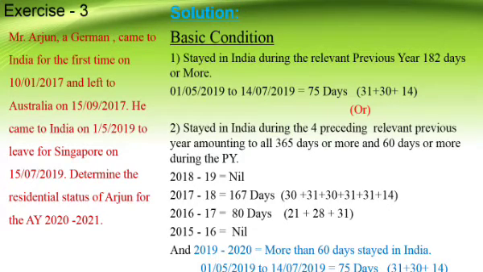Let us see the solution for the problem. The first condition, the basic condition, is staying in India during the relevant previous year for 182 days or more. He came to India on 1st May 2019, and until 15th July 2019 he is in India. Then after he left India.